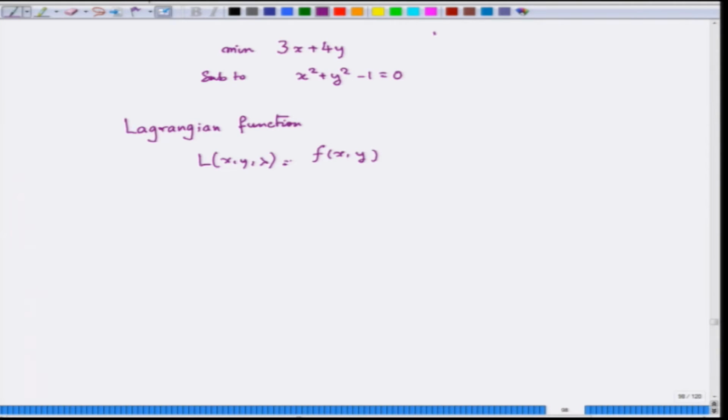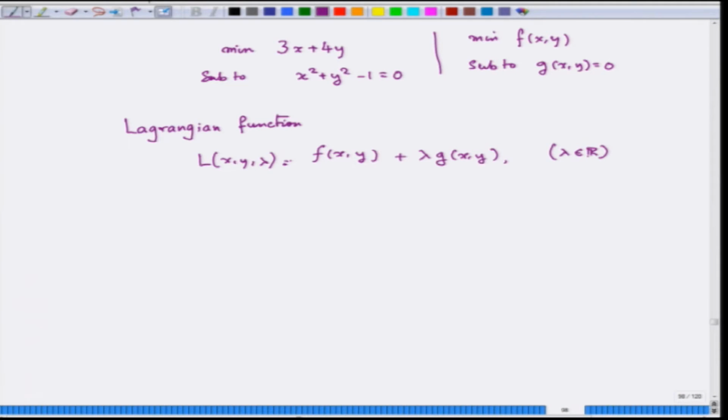So, you have a problem like this. This is the abstract version of the problem, and here is a concrete example which I have written on the left. S.t. means subject to. So, f(x, y) plus lambda g(x, y), where lambda is some element in the real line.